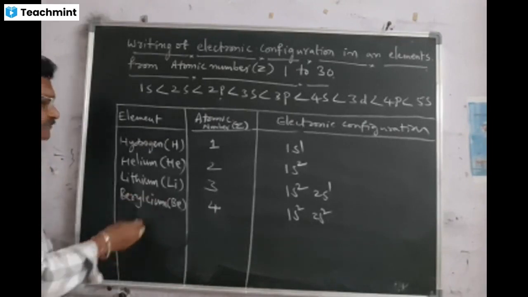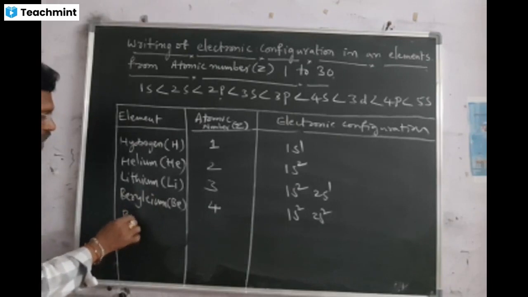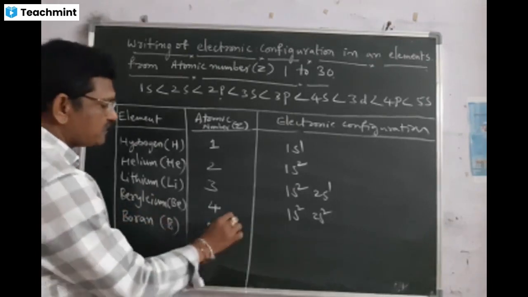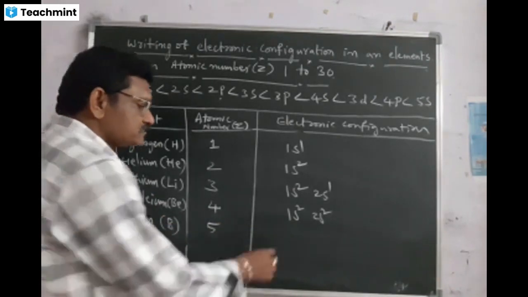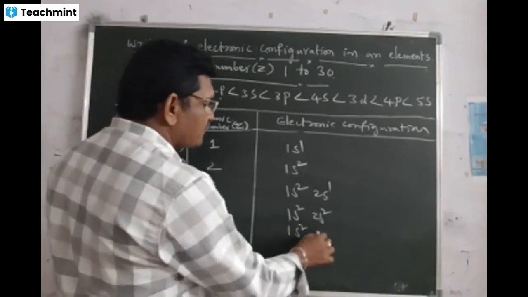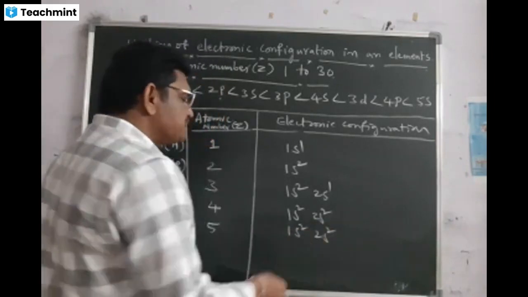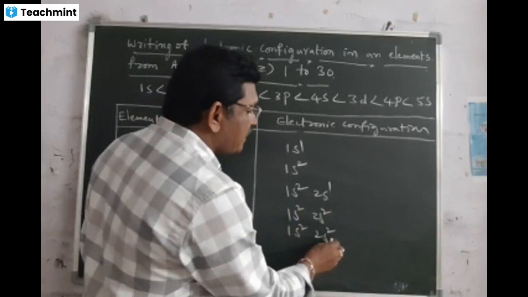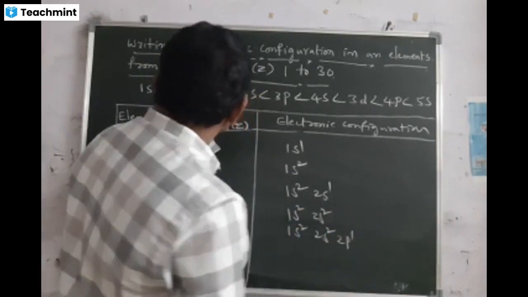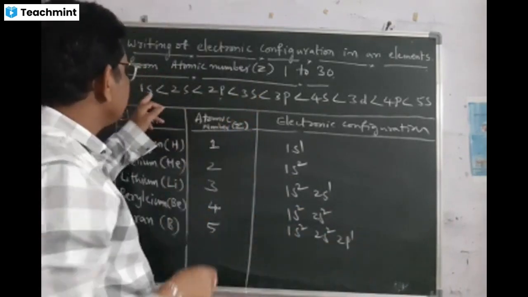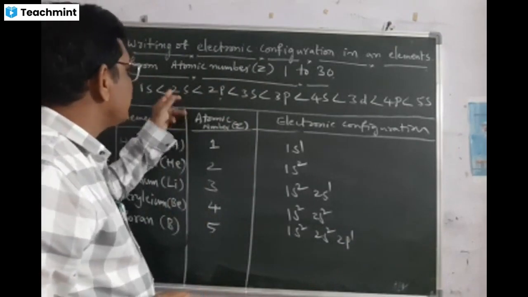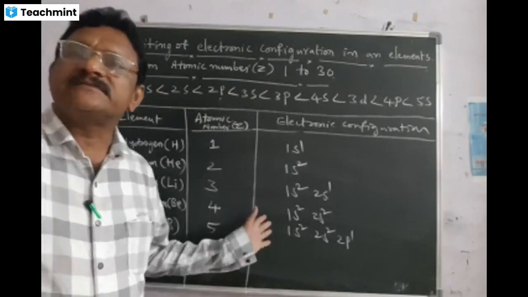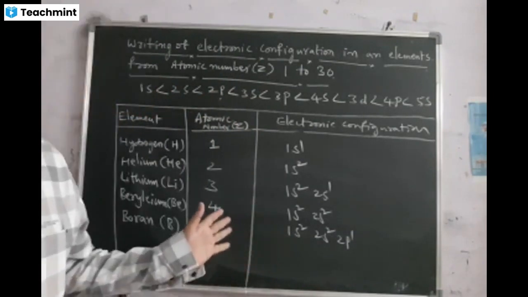Okay, after beryllium, the next one is boron. The element is boron, symbol is B. Atomic number is 5. Then you write the electronic configuration 1s2, 2s2, 2p1. 2s2 means the s orbital can accommodate only 2 electrons, it is completed. The next higher orbital is 2p. So see here, after completing 1s, the next orbital is 2s. After completing 2s, the next following orbital is 2p. Right.